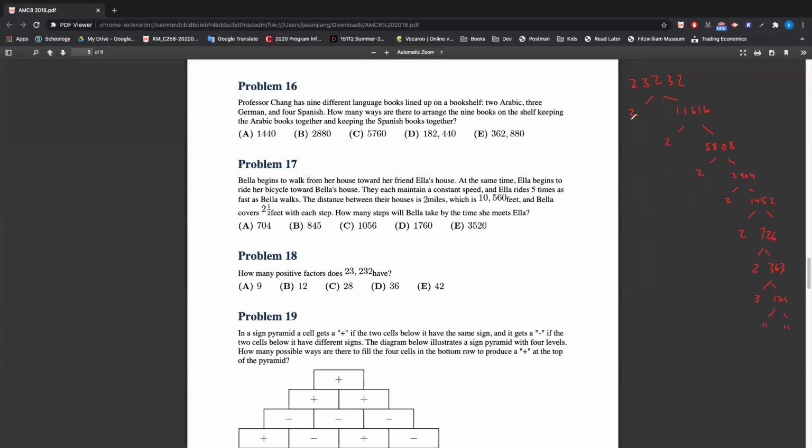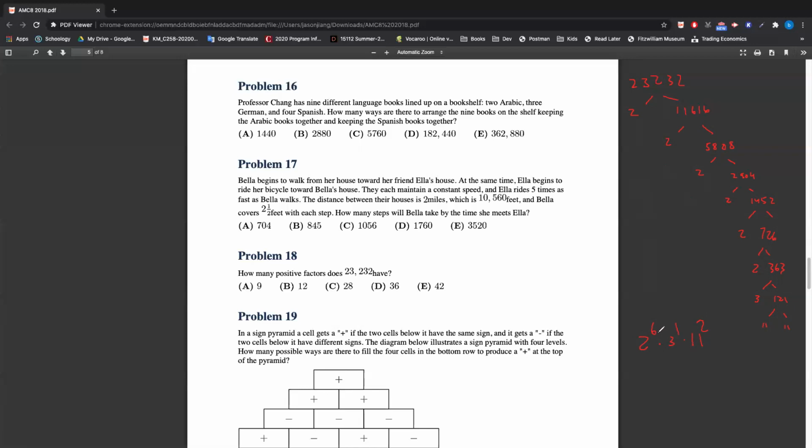Okay. So we have a bunch of 2's: 1, 2, 3, 4, 5, 6 of them. We have a 3. And we have 2 11's. So that's useful. But we need to find how many positive factors it has. So that's not immediately obvious.